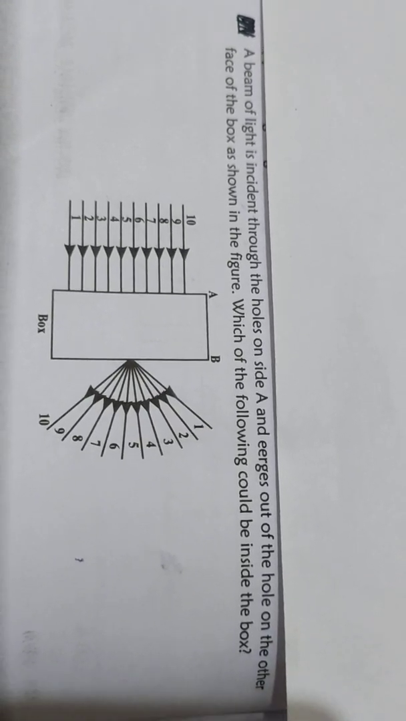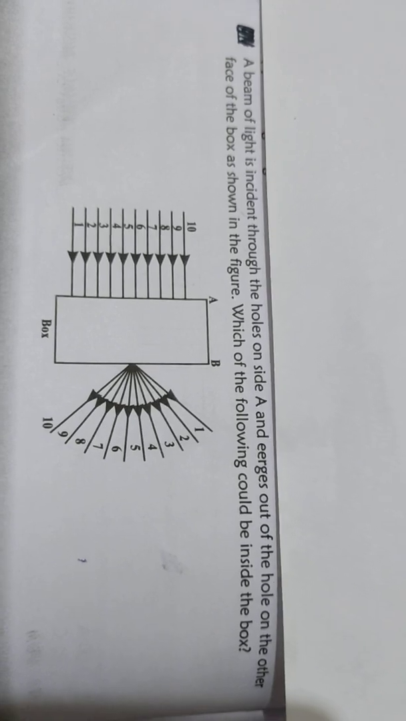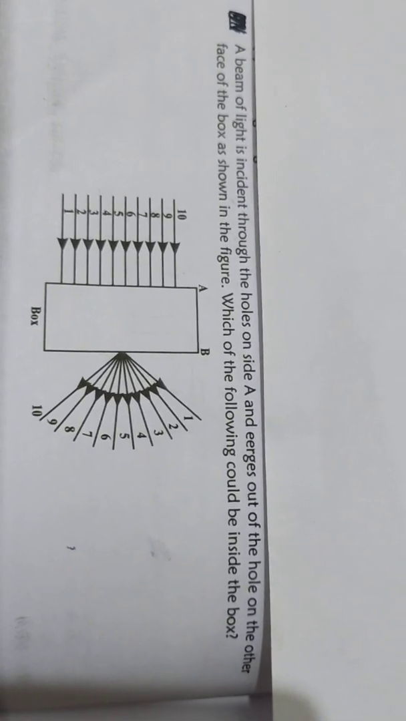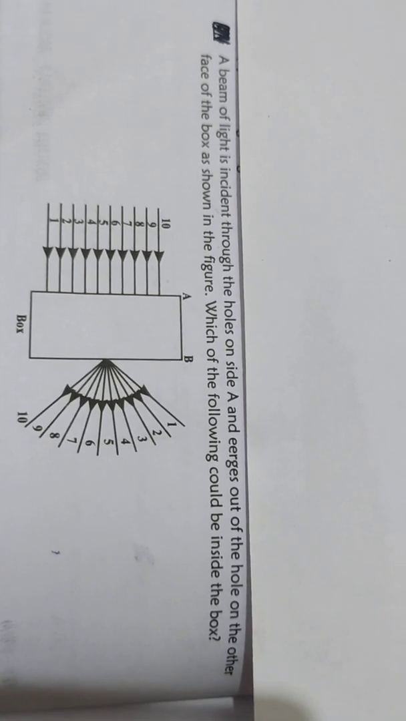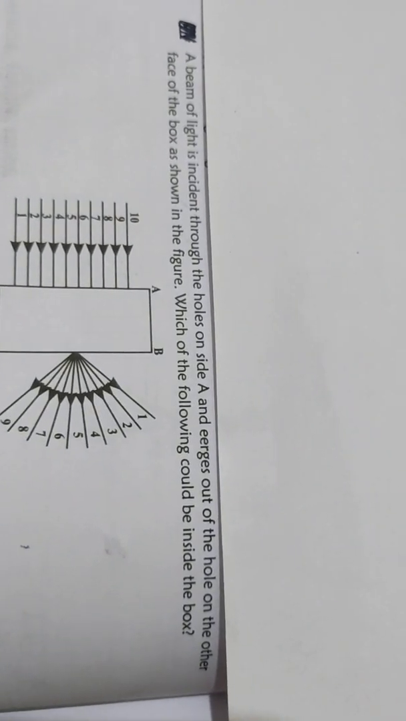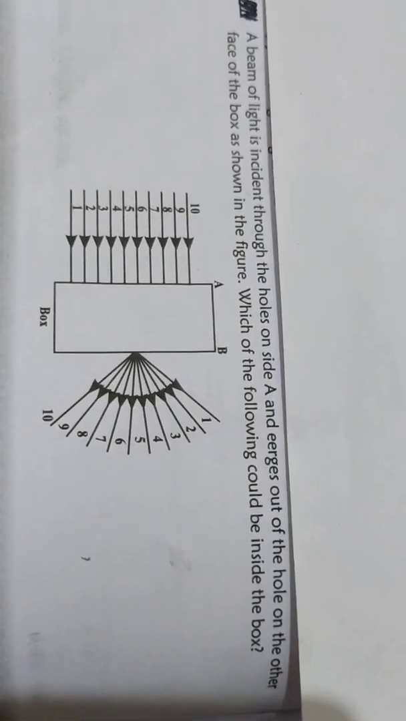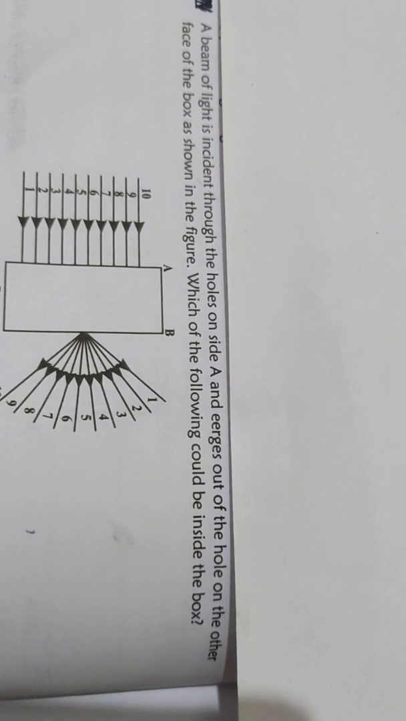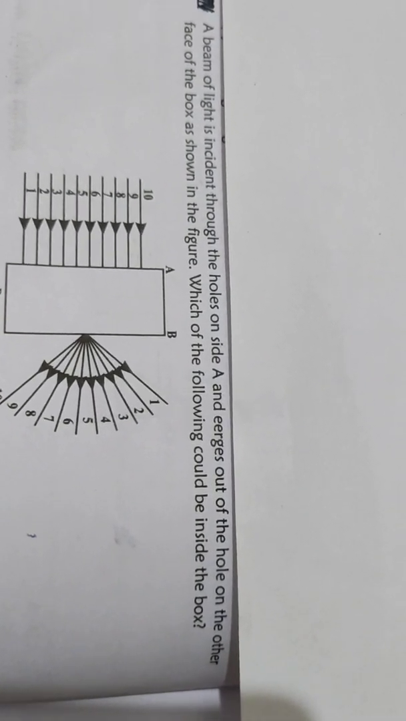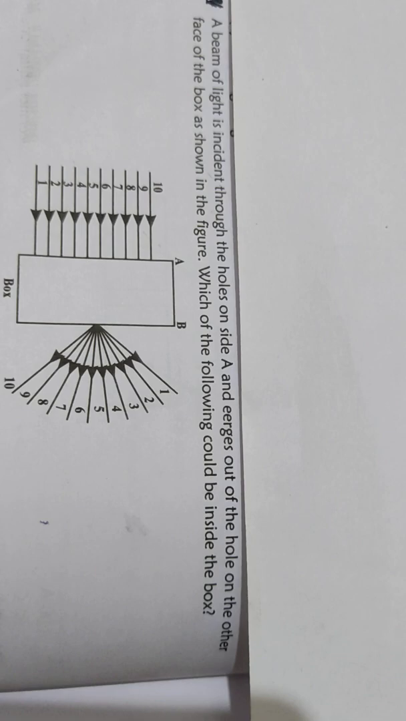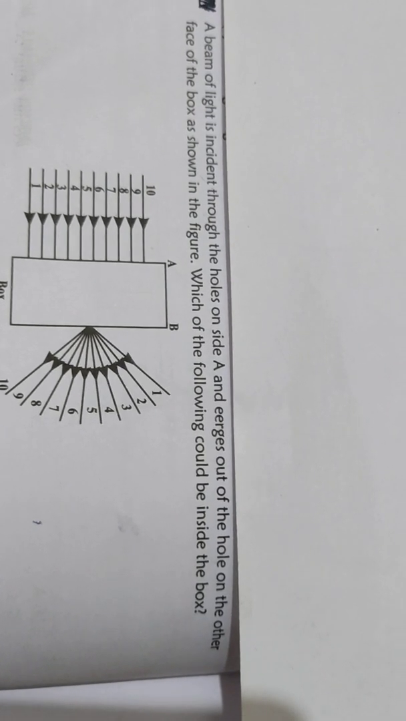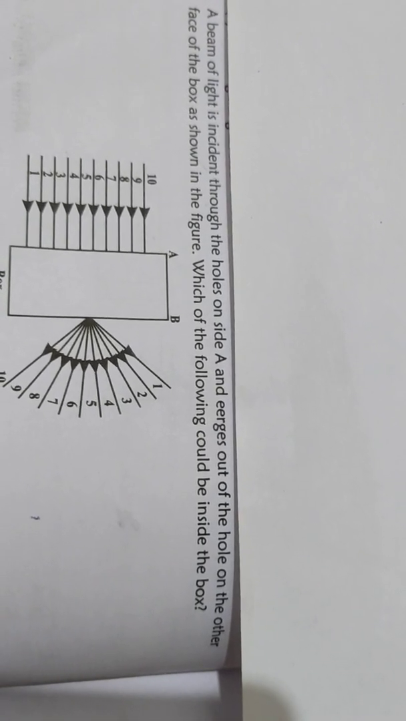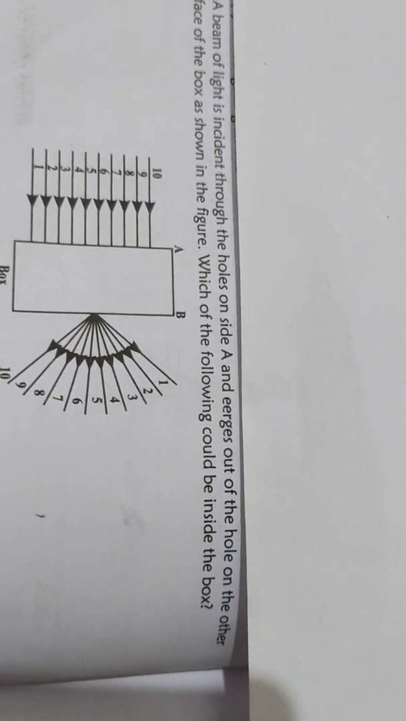Now this is the last MCQ for today. A beam of light is incident through the holes on side A and emerges out of the hole on the other face of the box, as shown in the figure. So there is a box here, AB is a box actually. There are 10 incident rays on one side of this box, and these 10 rays are parallel to one another. Which of the following could be inside the box?